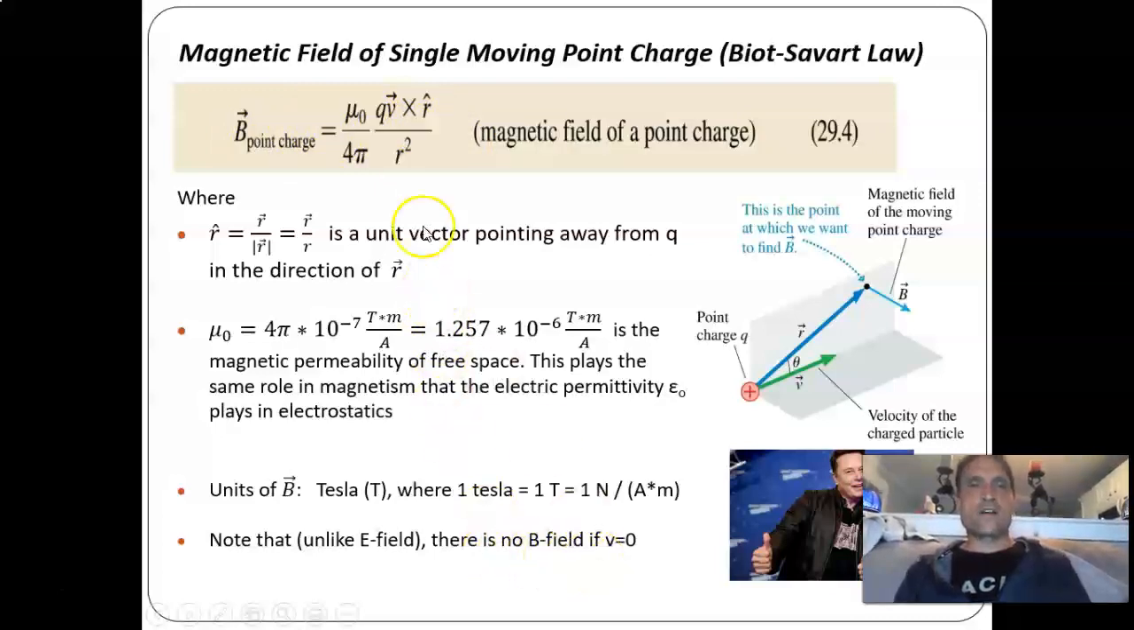Unlike the electric field, if we plug in V equals 0, meaning the particle is at rest, there's no magnetic field. It equals 0.